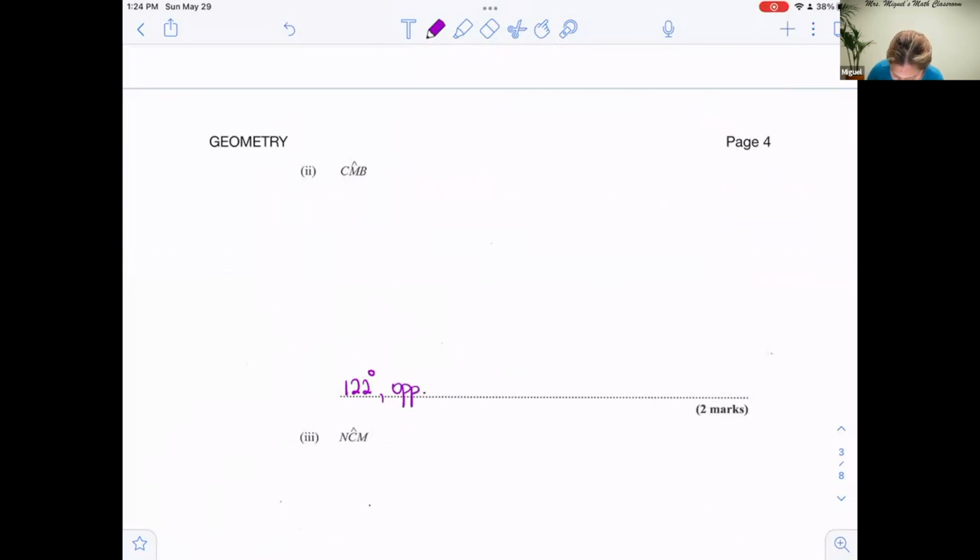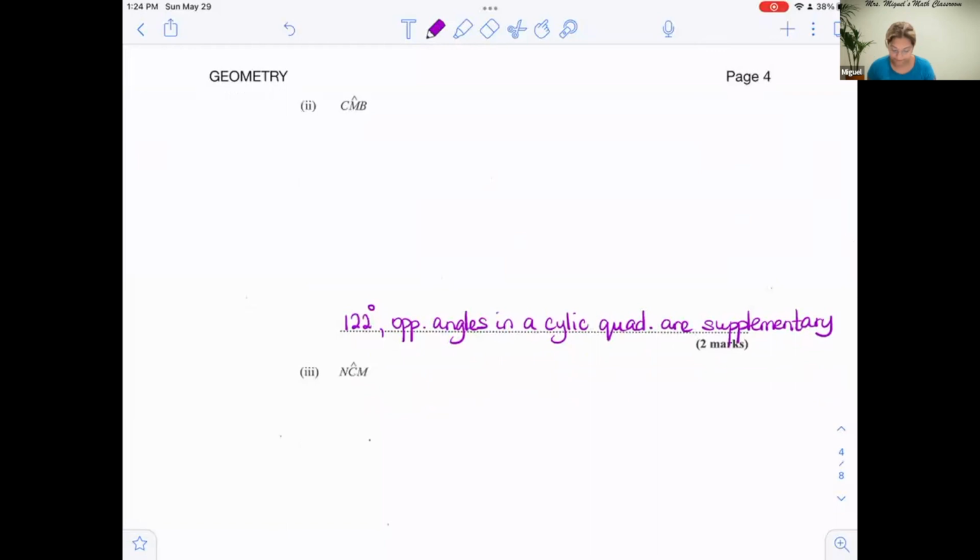Opposite angles in a cyclic quadrilateral are supplementary, or they add to give 180. So you must write your answer and you must write the reason for the answer. All right? And it's worth 6 marks.